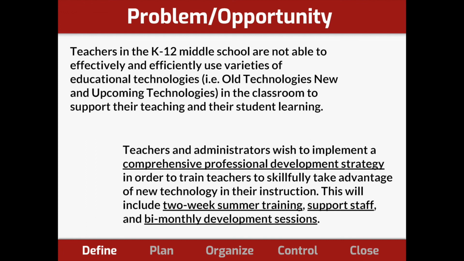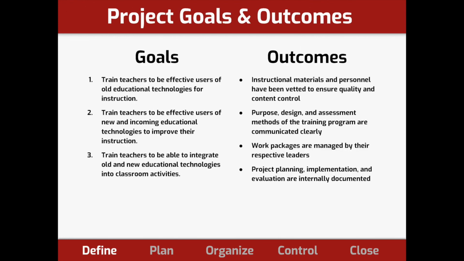So as we think about the different pieces that will include, such as 2-week summer training, improving our support staff, and providing the bi-monthly developmental sessions, we have a few goals that we've drafted up together and some outcomes that we're looking for. The main goals are pretty clear: that teachers would be able to become effective users of old and new technologies, and that they'd be able to integrate those technologies into their instruction. And so we've listed the outcomes here as a few major things that we want to hold ourselves accountable to so that we can really knock this out of the park.